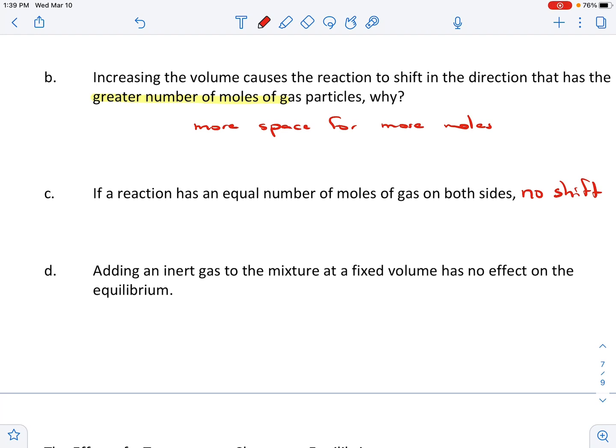The other one that AP likes to throw in there as a little bit of trickery is that if you add an inert gas, technically the pressure will increase, but it will have no effect on the equilibrium. That makes sense if we take it back to collision theory. There will be more collisions, but none of them are favorable. So there will be more collisions, but just not what we need.